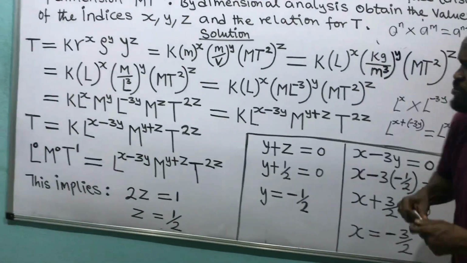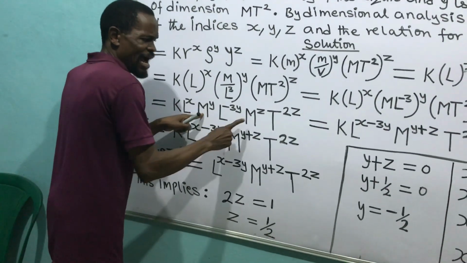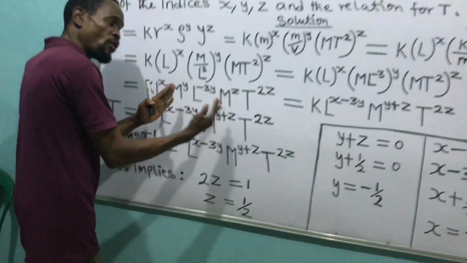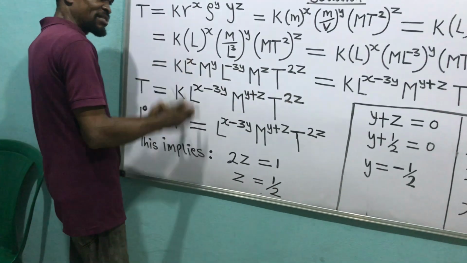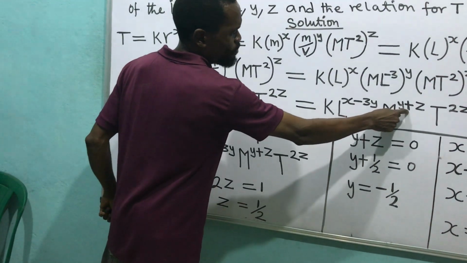Then coming to this one, I come to capital M. Capital M raised to the power y and capital M raised to the power z are of the same base and they are multiplying themselves. Therefore, I will have to add their power. It becomes capital M raised to the power y plus z.